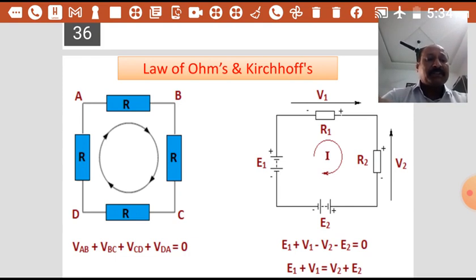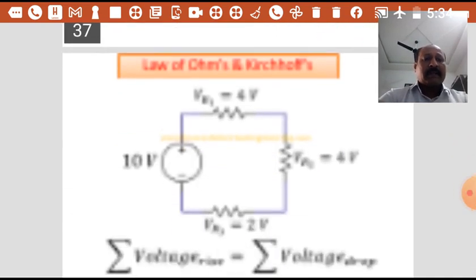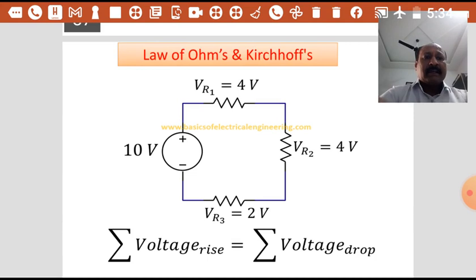Then see the next circuit. A 10 volt supply is connected across the resistance R1, whose voltage drop is 4 volt. Then the second resistance, in series, is R2, whose voltage across R2 is 4 volt. The third resistance is R3, whose voltage is 2 volt.